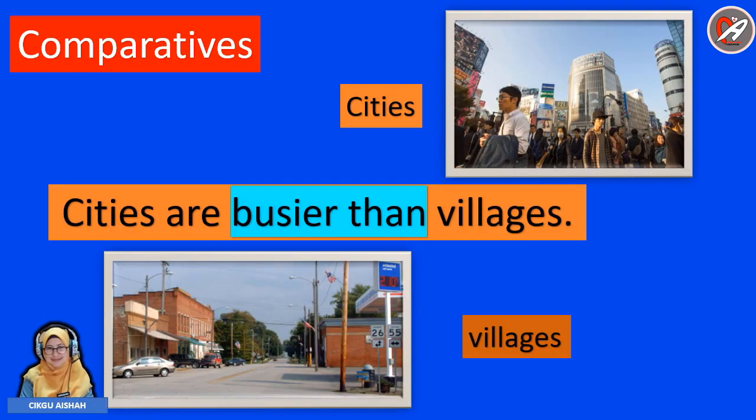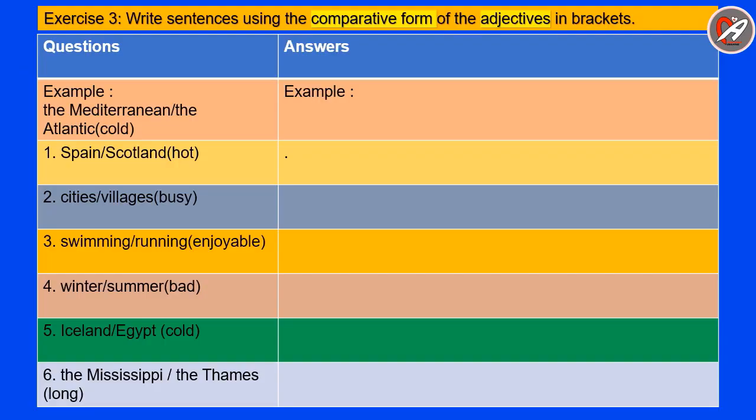For example, we wish to compare the cities with the villages. So the sentence is like this: cities are busier than villages. So the affirmative adjective here is the word busy, and then we add er at the end of the adjectives. Then after the adjectives we add than. Busier than.